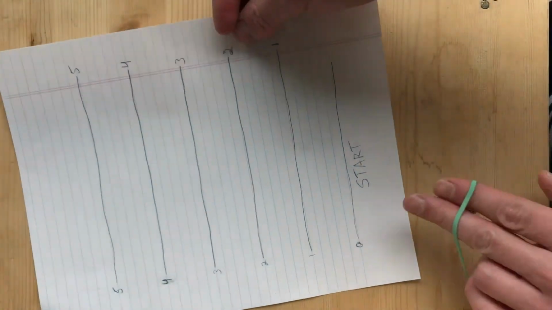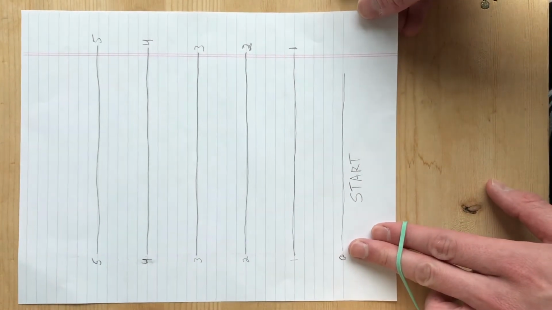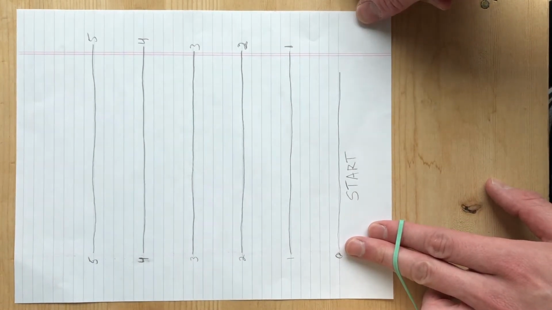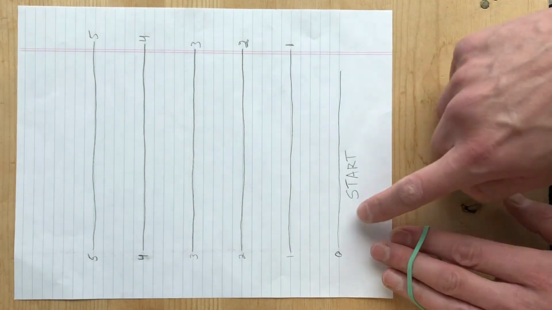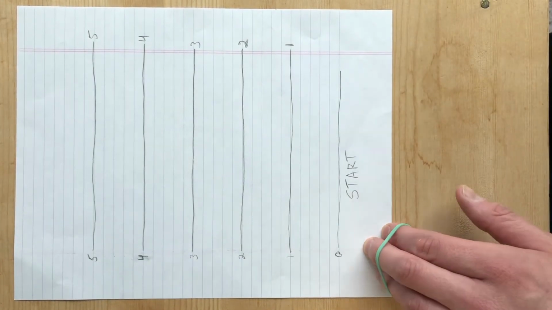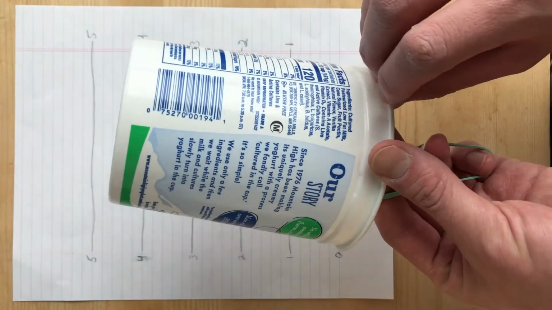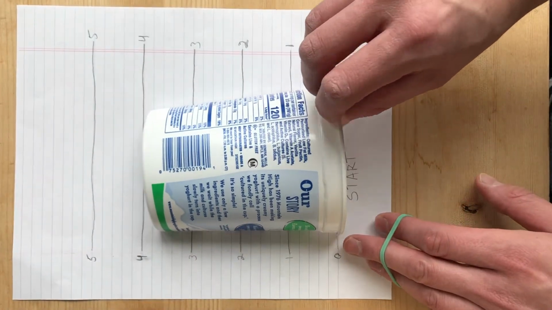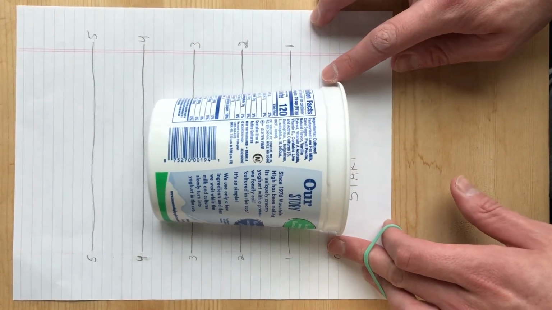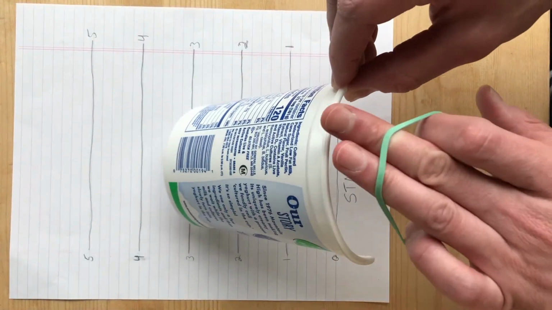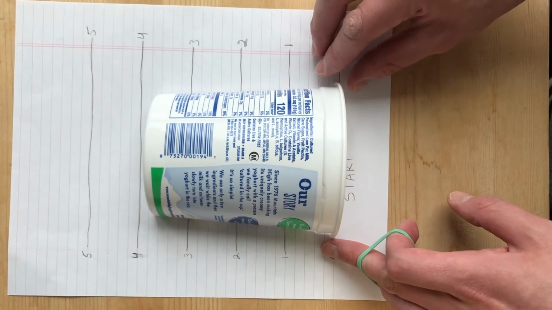All right, so here's how that's going to work. Let's lay out our playing field, as it were. So this is our start line. We are going to put our yogurt container, or whatever you are using, at the start line, right there. And so the opening is going to be right there.